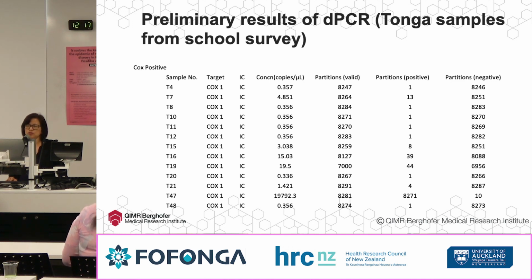I'm showing you some preliminary results from the last school survey. As you can see there, I have 13 samples that were positive, and I'm only using one target. I'm hoping that if I check with the other targets, I can also increase the positivity. But these are just preliminary, and if you look at the copies, they're really variable from the Tongan samples, from very low to some higher copies. So these are all evident in the digital PCR, the newest technology.